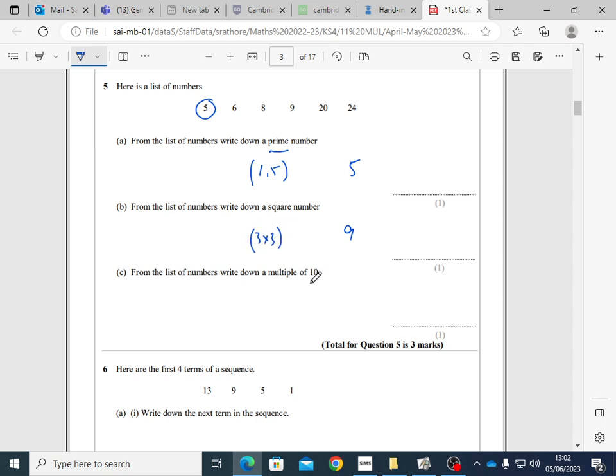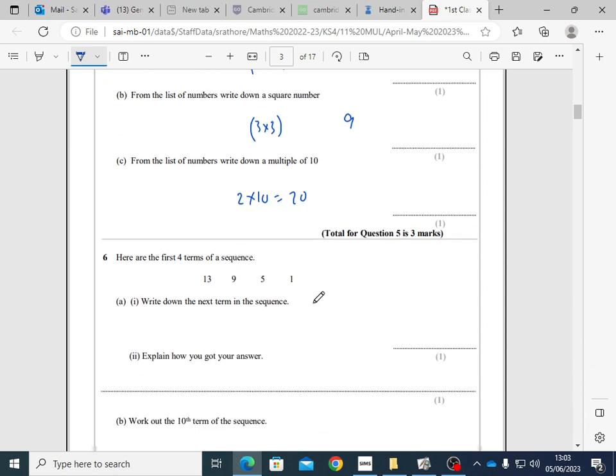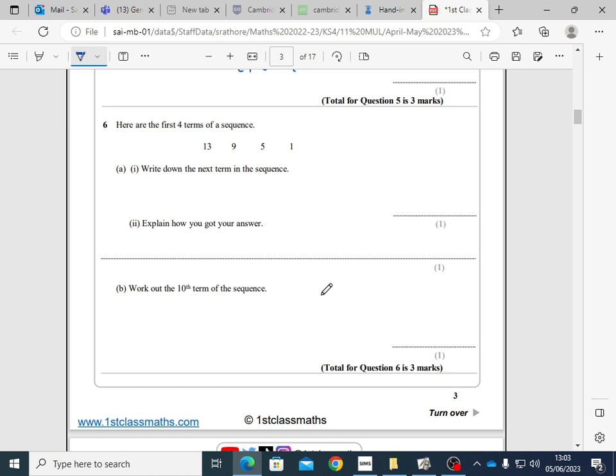From this list, write down a multiple of 10. What's a multiple of 10? Well, 2 times 10 is 20. Job done. So these ones you should be smashing straight away. They're just simple 1 markers, just refreshing what you know. Don't forget you got a calculator, so make sure you get your calculators handy.